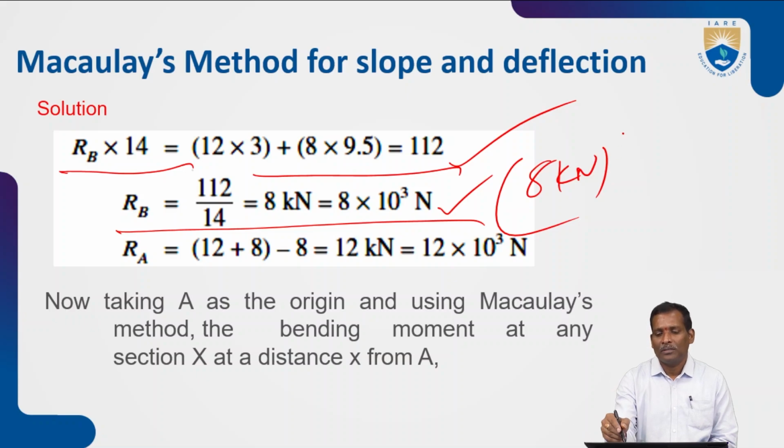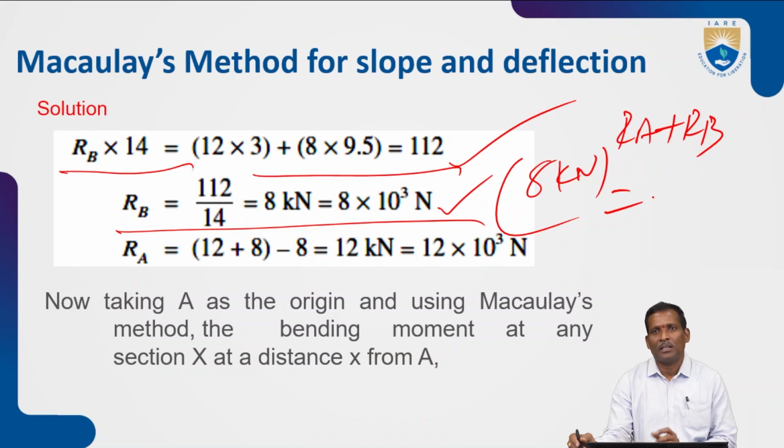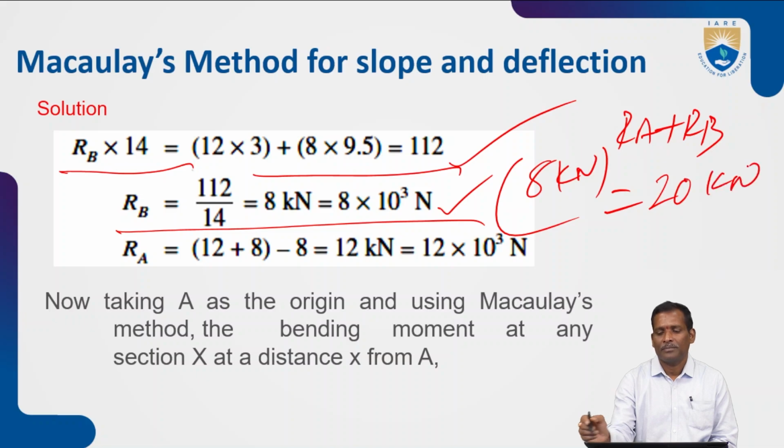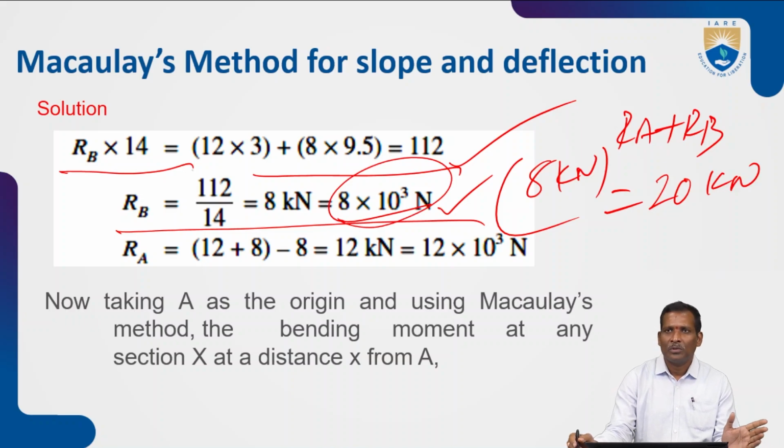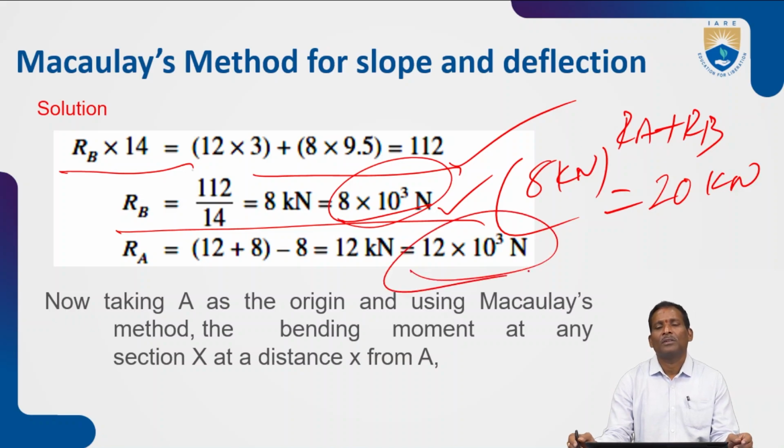So you know the upward forces RA plus RB are equal to the downward vertical forces. RA plus RB is equal to 20 kilonewtons. RB we already calculated as 8 into 10 cube newtons, and RA is 20 minus 8, so you will get 12 kilonewtons.